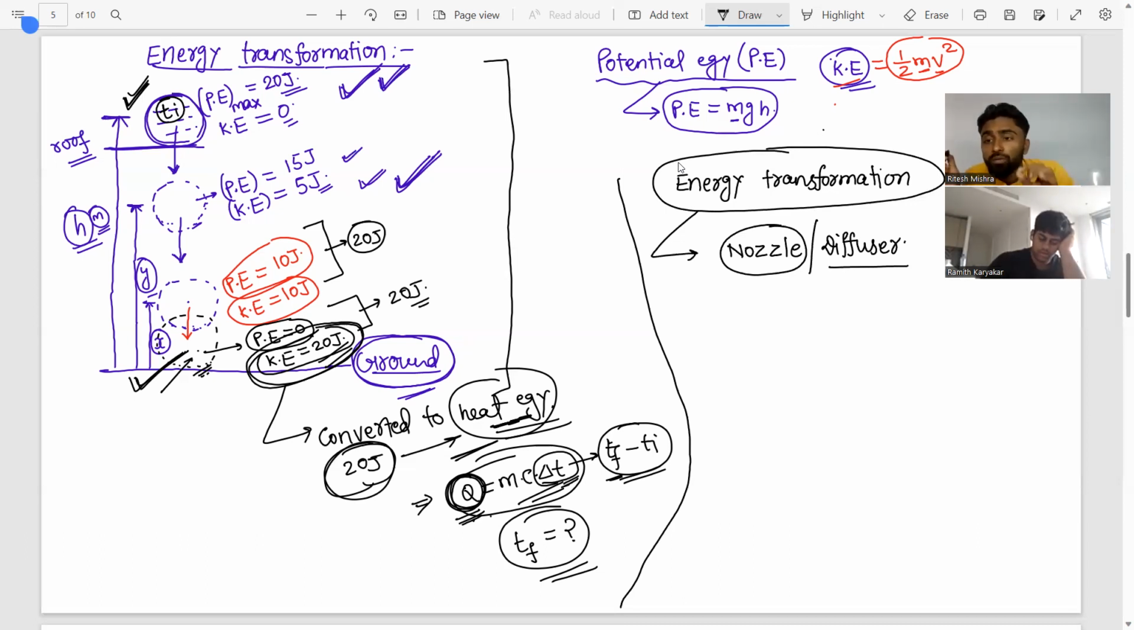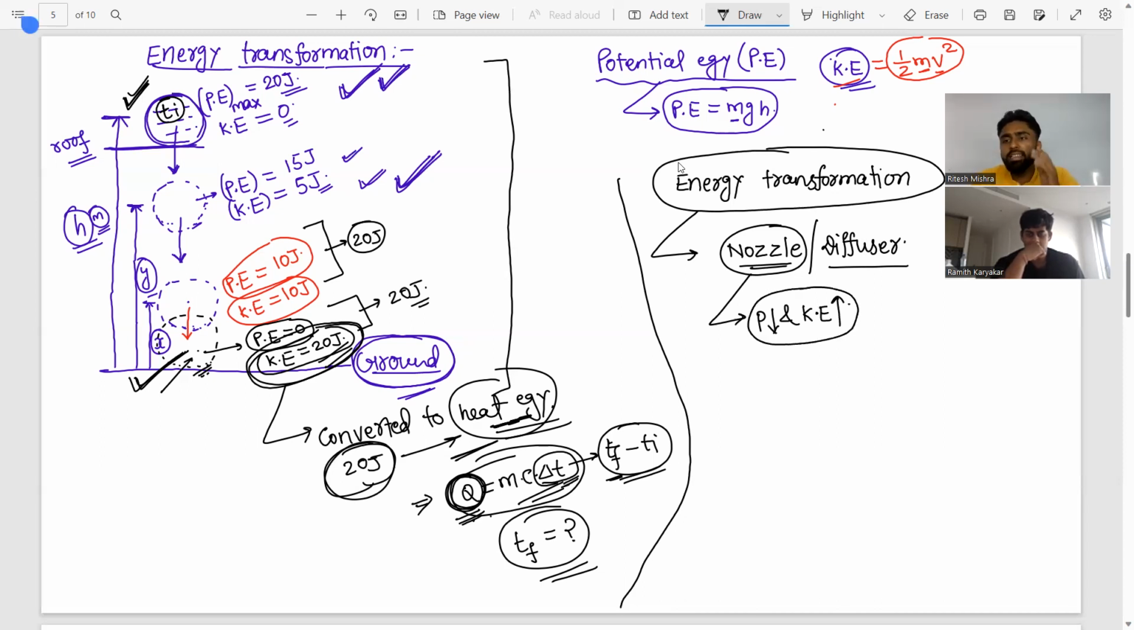Why? Because in these devices there is no energy transfer, only energy is transformed. I will tell you separately about nozzle and diffuser in the first law of thermodynamics. Or you have learned about nozzle. In the nozzle, pressure energy decreases and kinetic energy increases.